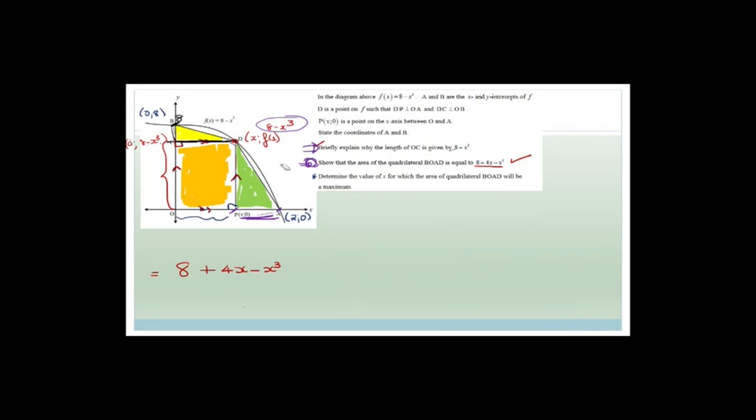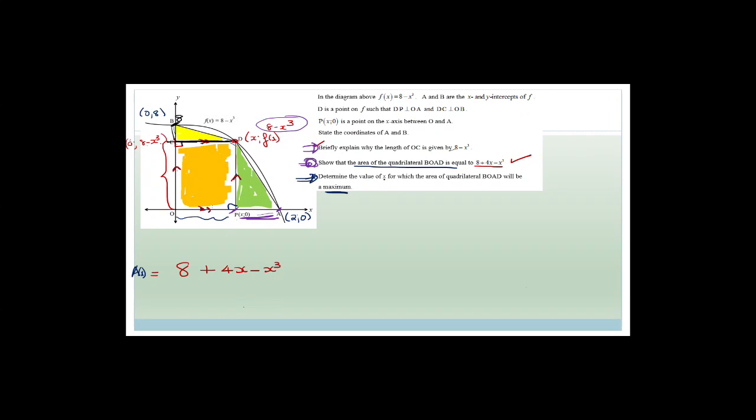Okay, so now again, I would like to stipulate and stress that even if you couldn't do this part of the question, this horrible part of the question, you can still do the next part of the question and get marks for it. And how do you do that? It's very easy. They say determine the value of x for which the area of the quadrilateral will be a maximum. This was the area of the quadrilateral. This is the area, A of x, that's the area.